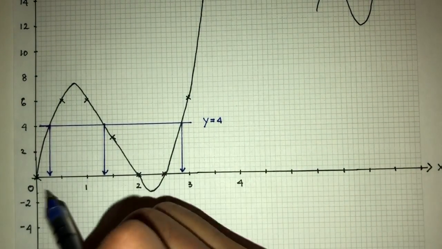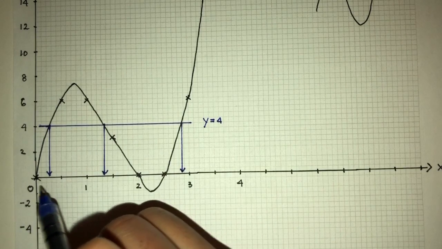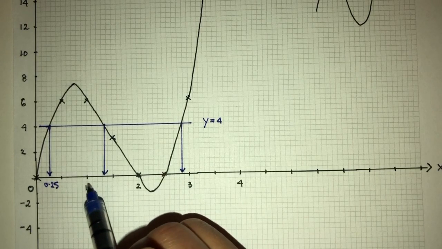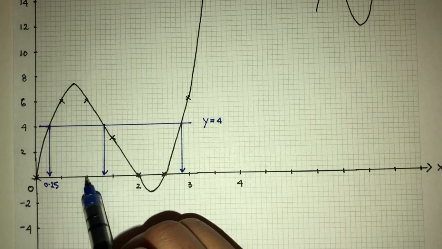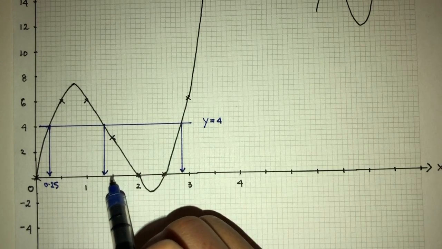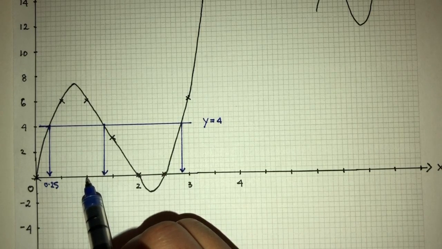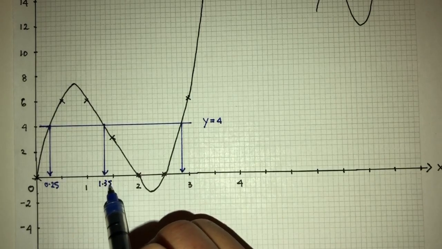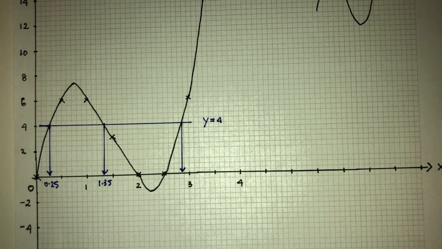So let's see, this point could be what? This is 0.5, so this should be 0.25. This could be what? 1. So this is 1.5 here. So that could be 1.35, for example, from what I can see. Now your values may be different, okay? It will be around the same value, but it may be different depending on how you draw your curve.